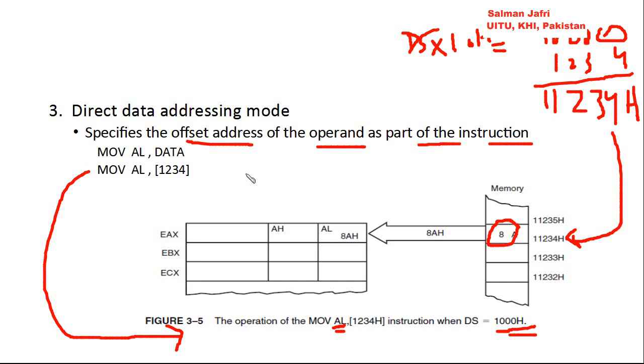As you can see, whenever the processor reads this instruction completely, the processor gets a value 1234H. But 1234H is not the data, it is the address of the data. So the processor has to make one memory reference in order to get the data, which is 8AH. So this addressing mode is slower as compared to the register addressing mode and the immediate data addressing mode.